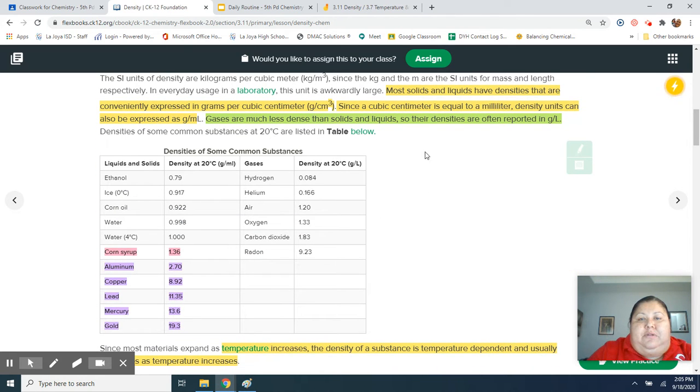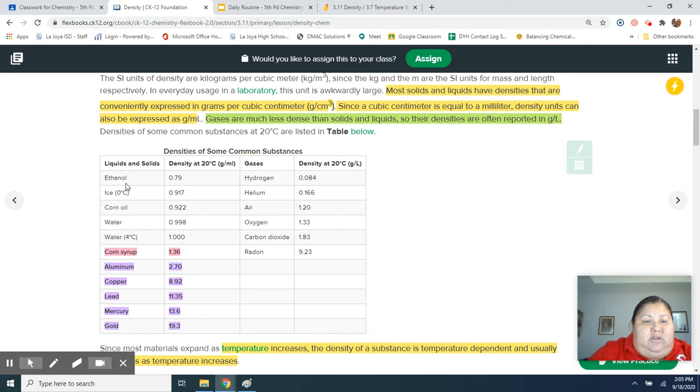Some information you need to know is that most solids and liquids have densities that are conveniently expressed in grams per cubic centimeter or in grams per milliliter. Gases are considerably less dense than liquids and solids, so their density units will be a little bit different. It'll be grams per liter. And here you have some examples of substances with different densities.